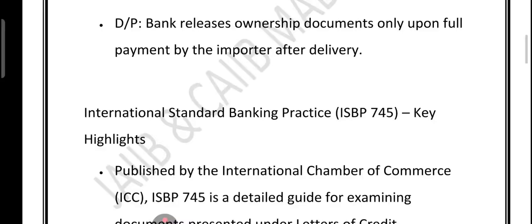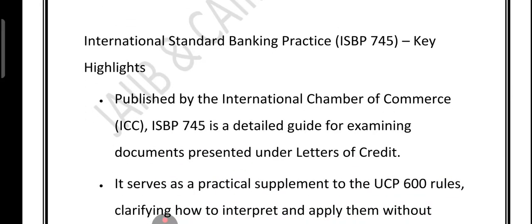Now friends, let's talk about the ISBP. What is ISBP? International Standard Banking Practice 745. Something every banker dealing with letters of credit should know.